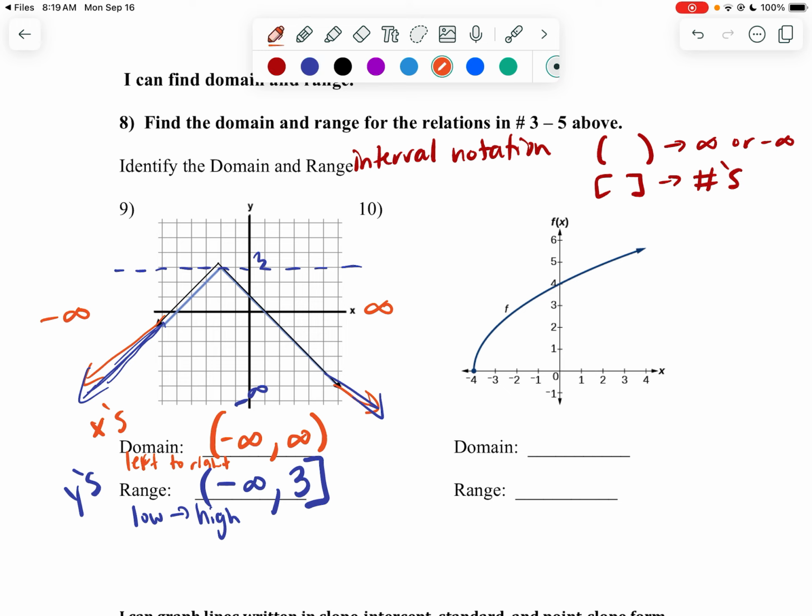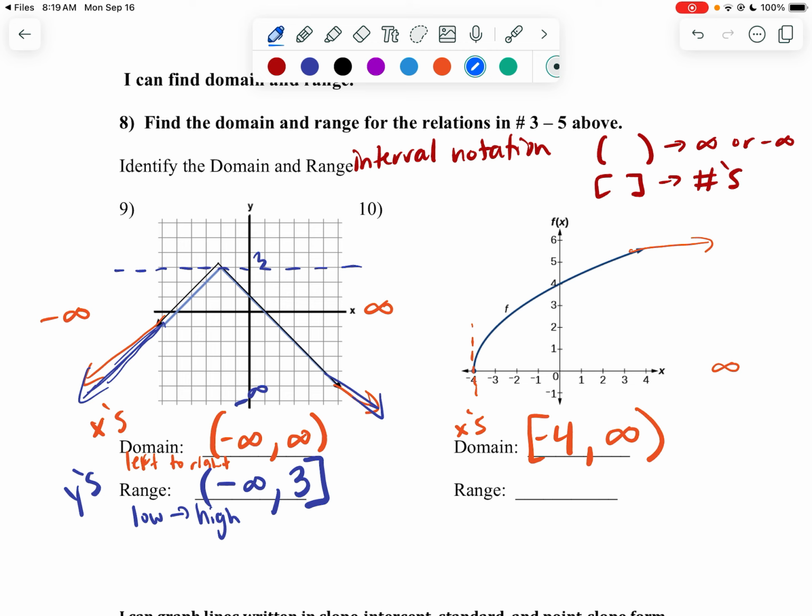All right, so the domain on number 10. Again, this is your x value, so left to right. There's no arrow pointing to the left, but this is starting right here at -4. Numbers get brackets. And it's going all the way to the right, so it's going forever that way, so that means it's going to infinity.